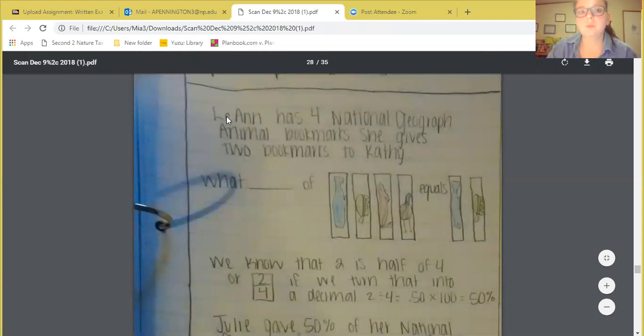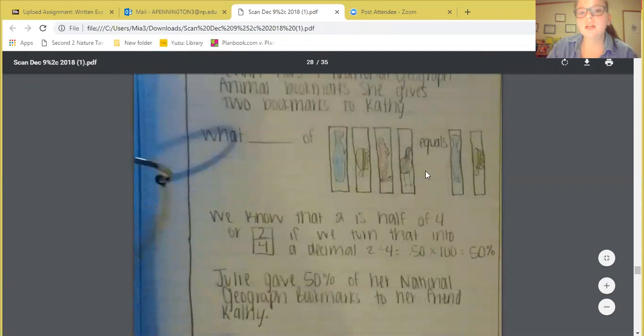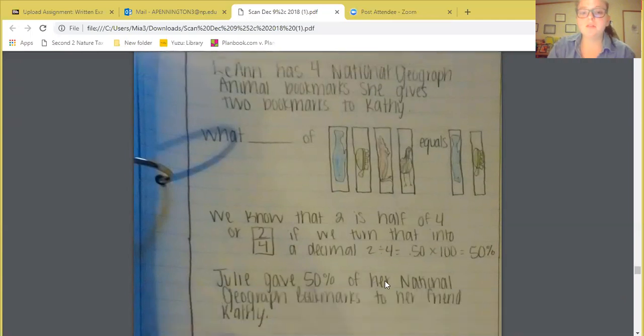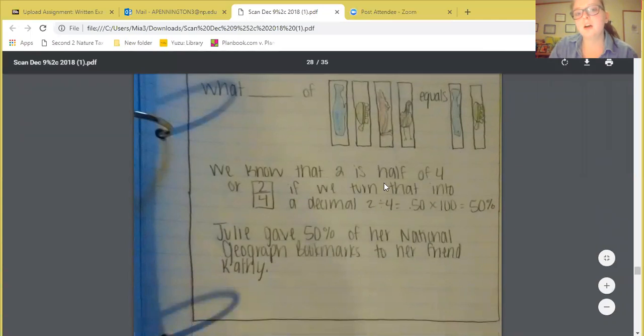Leanne loves bookmarks. So we put: Leanne has 4 National Geographic animal bookmarks. She gives 2 bookmarks to Kathy. And so to visually understand it, my bad, what percent of these 4 bookmarks that she has equals these 2 bookmarks? And we know that 2 is half of 4, or 2 over 4, and we can turn that into a decimal by 2 divided by 4 equals 0.50, times 100 equals 50%. And that means that Leanne gives 50% of her National Geographic bookmarks to her friend Kathy. So that means that she gave her the blue whale and the tortoise.